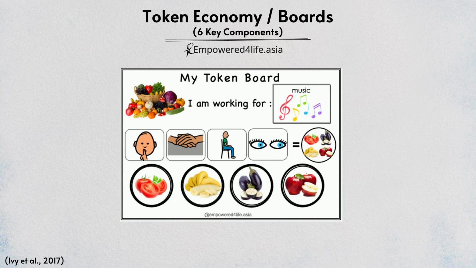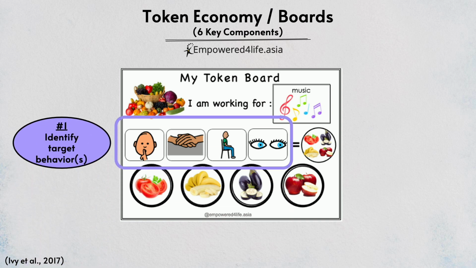So, what exactly makes up a token economy or a token board? There are 6 essential components. First is the target behavior. We need to clearly identify and quantify the behavior we are focusing on. What behavior are we trying to increase? And what are we hoping to replace it with? Something more appropriate and expected.